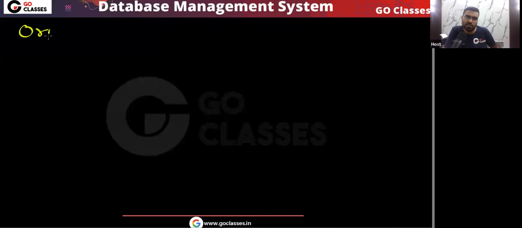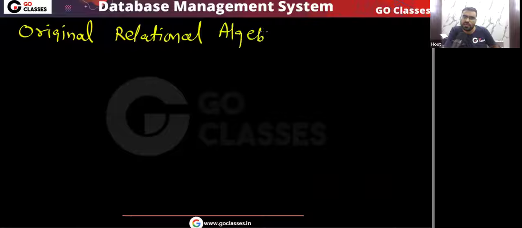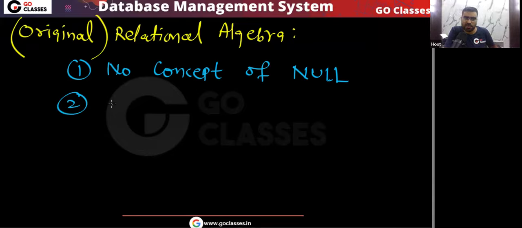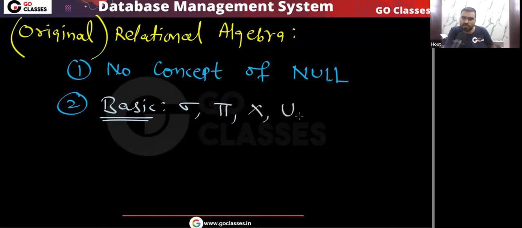Okay, so in the original relational algebra, what do we have? In the original relational algebra, there is no concept of null, that you already know. This we have already seen. There is no concept of null values. Also, you know that these are the basic operations: selection, projection, cross product, union, set difference, renaming.